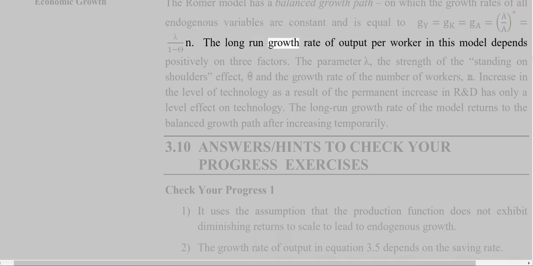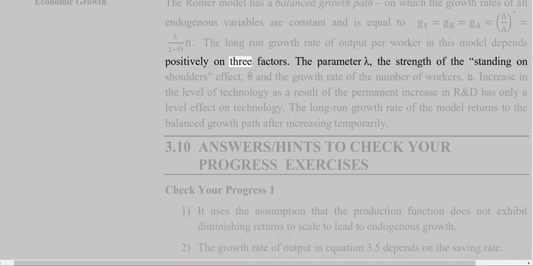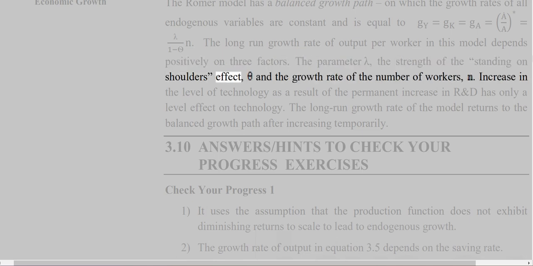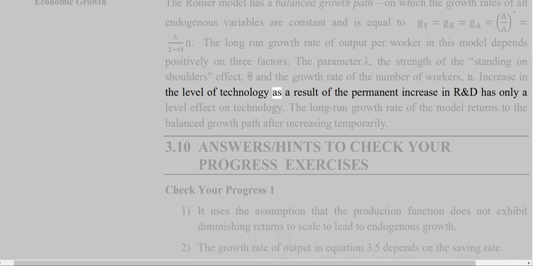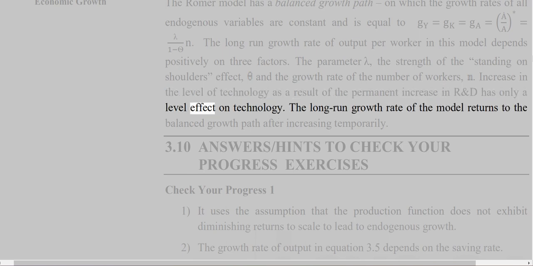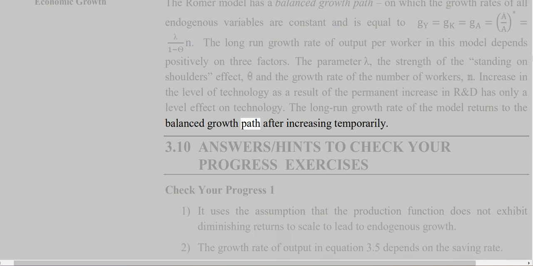The long-run growth rate of output per worker in this model depends positively on three factors: the parameter lambda, the strength of the standing on shoulders effect, and the growth rate of the number of workers. The increase in the level of technology as a result of the permanent increase in R&D has only a level effect on technology. The long-run growth rate of the model returns to the balanced growth path after increasing temporarily.